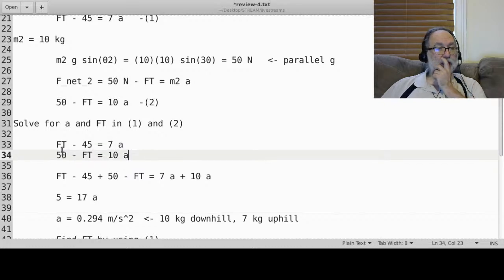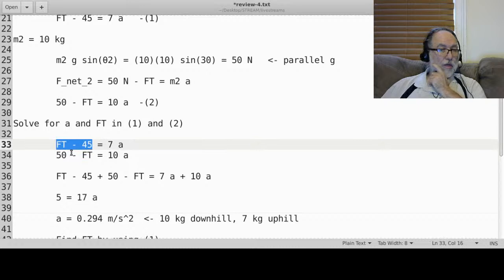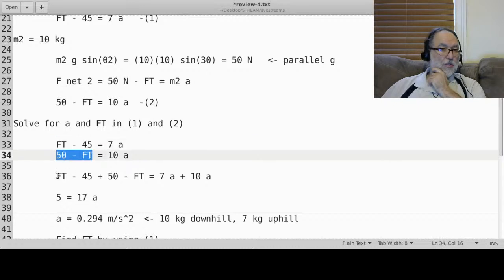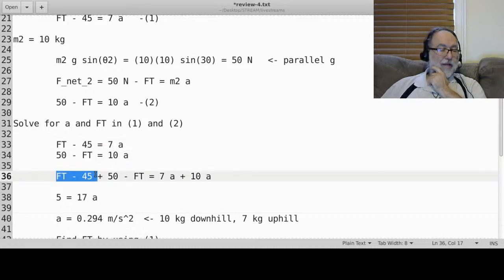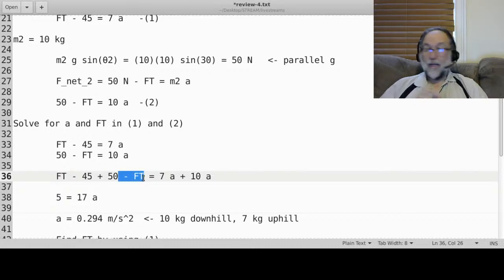What you do now is you just take the left-hand side from equation 1 and you add it to the left-hand side of equation 2. Here's the left-hand side equation 1 plus left-hand side equation 2. And you'll notice that this is positive Ft and that's negative Ft, so the Ft's cancel. Like I said, this doesn't happen in general when you have two equations and two unknowns, but it does happen in these problems. So you might as well make use of this technique.